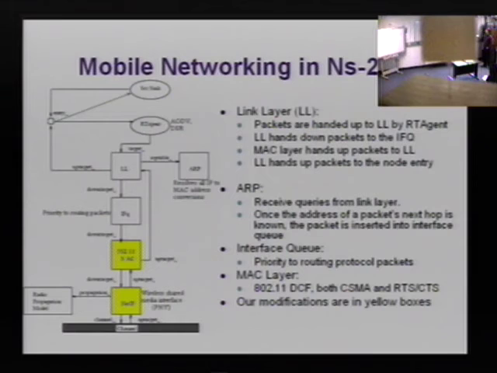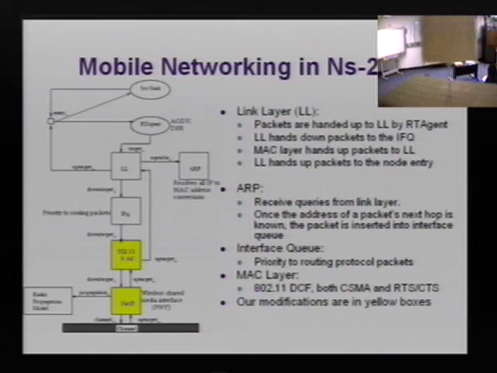This is the network stack of a mobile node in NS2. So, when the source has a packet to send, it first sends it to routing, and then when the route is found, the packets are headed to link layer. Also, link layer works with ARP, address resolution protocol, which maps the IP addresses to actual MAC addresses, which are put in the MAC header of the packets.